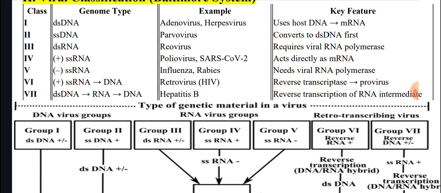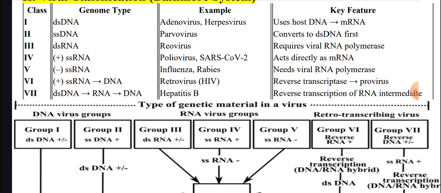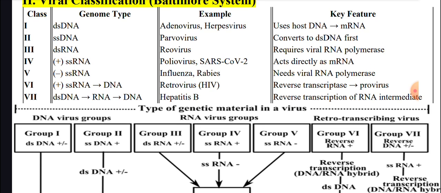Okay, so classes 1 through 5 cover a lot of ground just getting to the mRNA stage. But the last two, 6 and 7, do something even weirder involving reverse transcription, right? Going against the usual flow of information. Exactly. They break the standard DNA to RNA rule. Class 6 are the famous retroviruses, with HIV as the textbook example. They have a plus ssRNA genome.